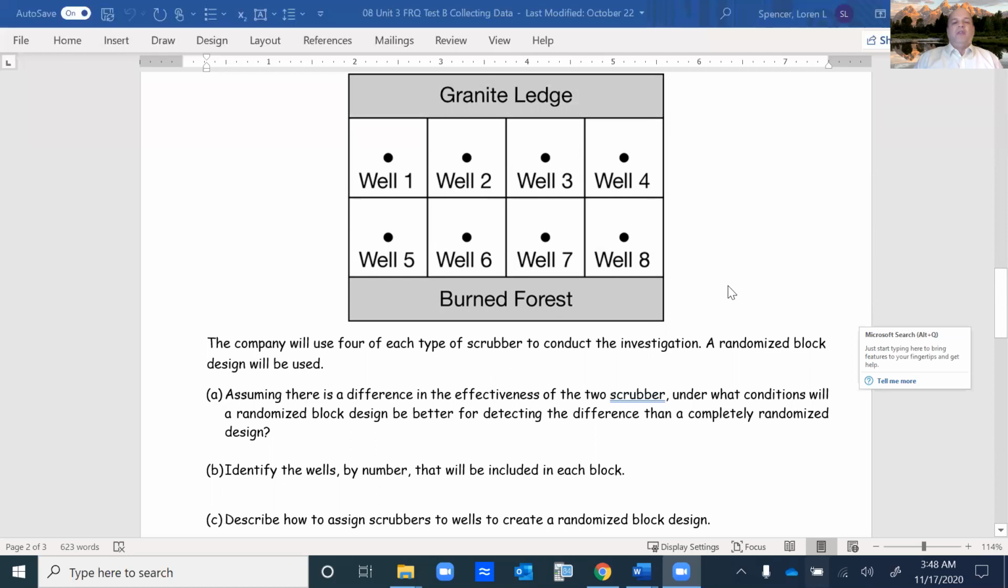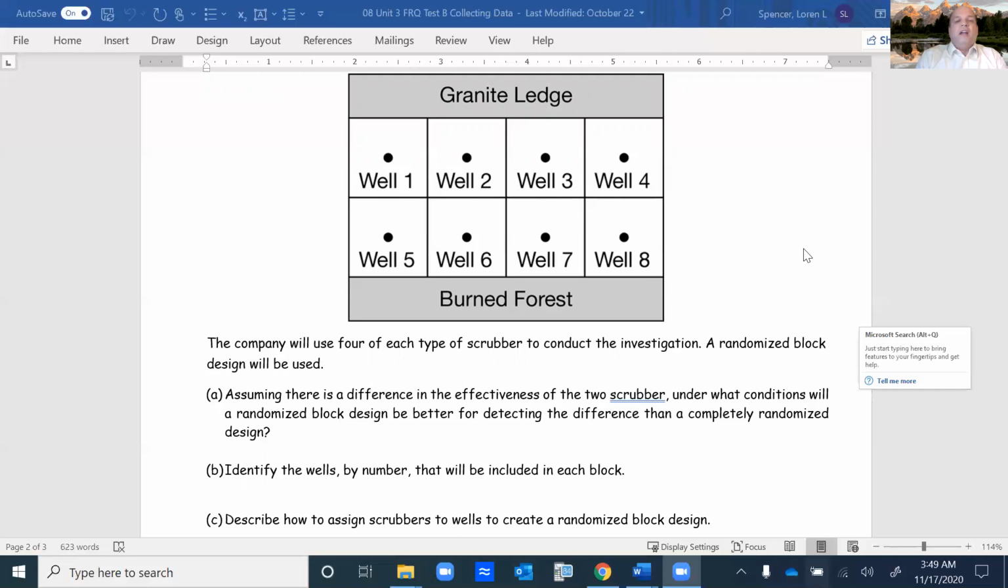Describe how to assign scrubbers to wells through a randomized block design. Whenever you do a randomized block design, you basically need to have a hat for each block. So in this case, I have 2 blocks. I have the granite ledge block, which is wells 1, 2, 3, and 4, and I have a burned forest block, which is wells 5, 6, 7, and 8. So I'm going to, in this particular case, put into the hat.